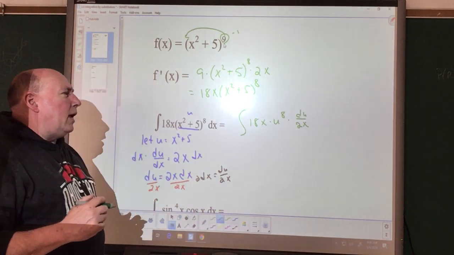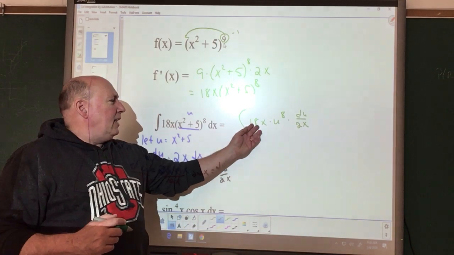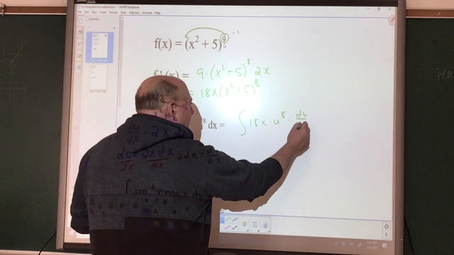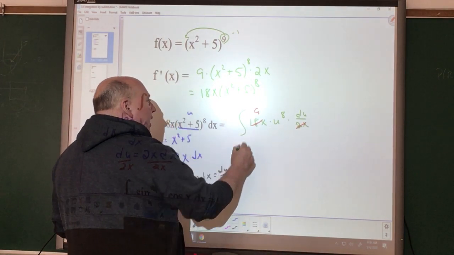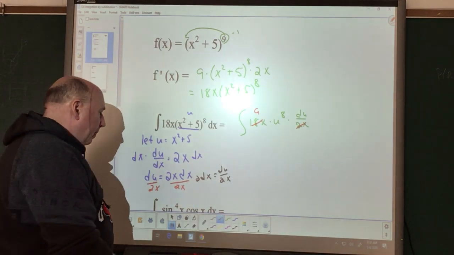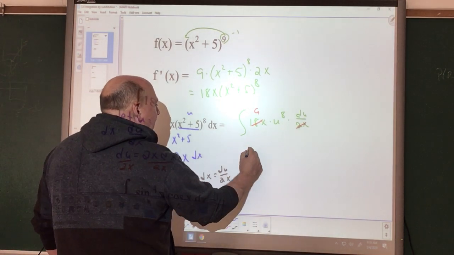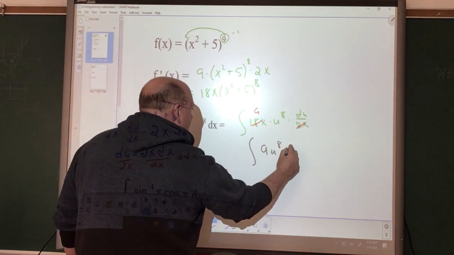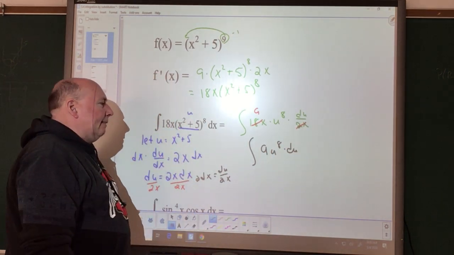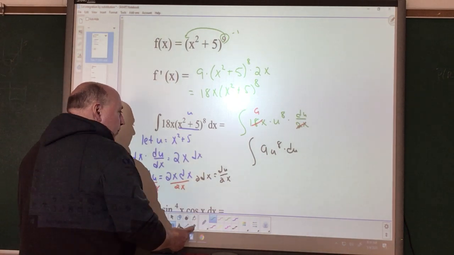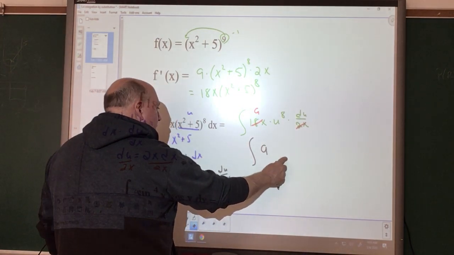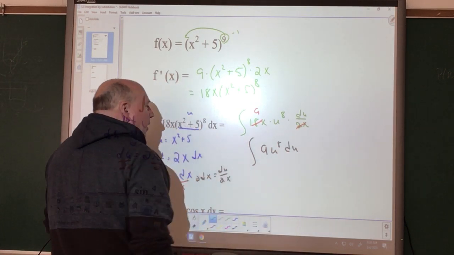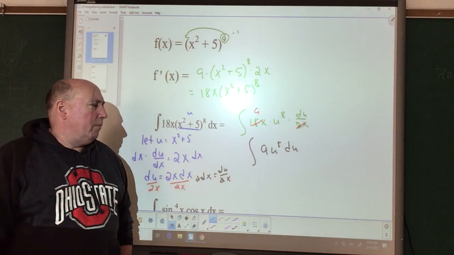So looking at what we have, I have an 18x and I have a 2x. These will cancel, giving us a value of 9. So now my antiderivative turns into 9 u to the 8th du, not times du, just du. So we have 9 u to the 8th du that I could take the antiderivative of.